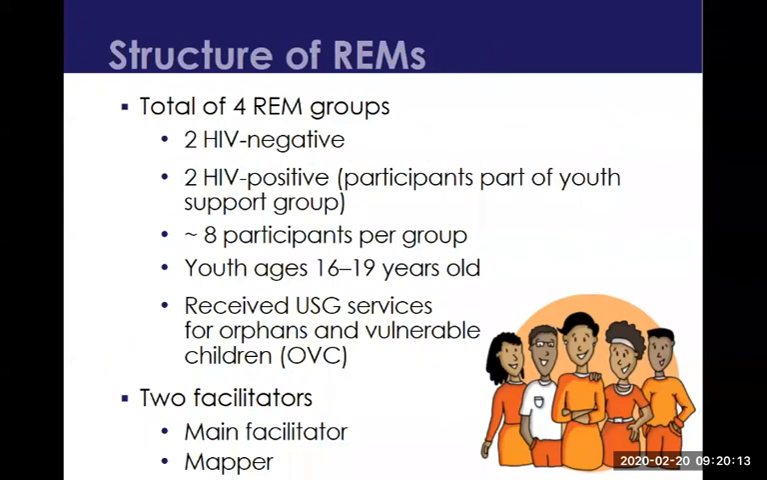There were a total of 4 REM groups conducted. 2 included HIV negative participants, and 2 included HIV positive participants that were part of an already established youth support group. There were approximately 8 participants per group. Youth were ages 16 to 19 years old and had received USG services for OBCs. In the Botswana example, we used 2 facilitators. One was the main facilitator and the other was the mapper.